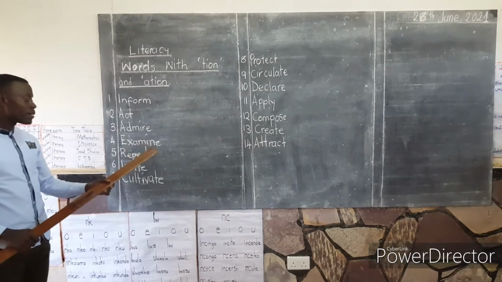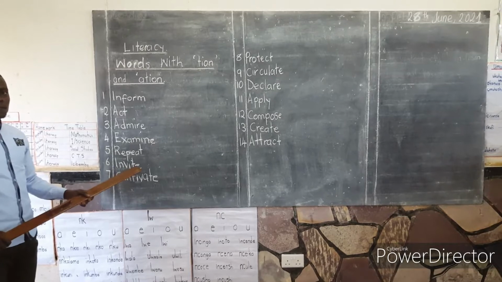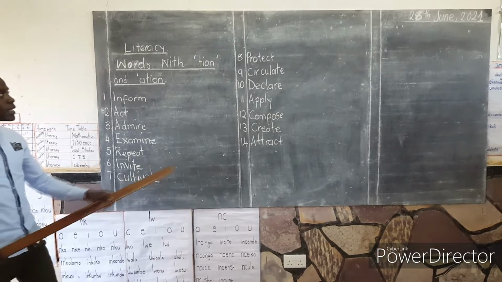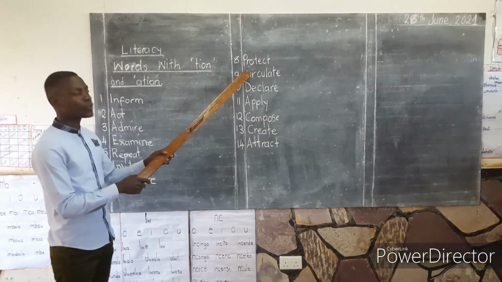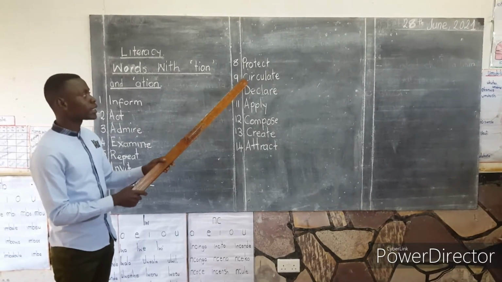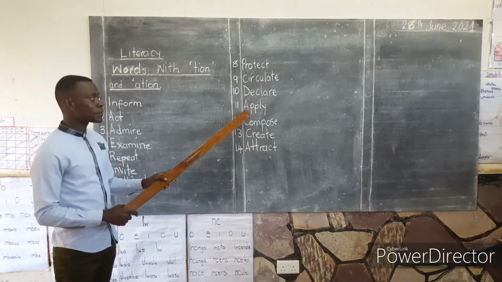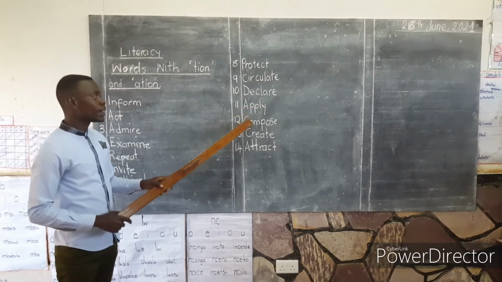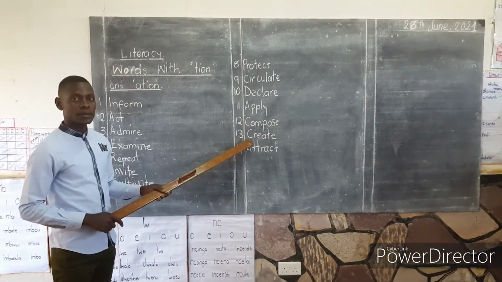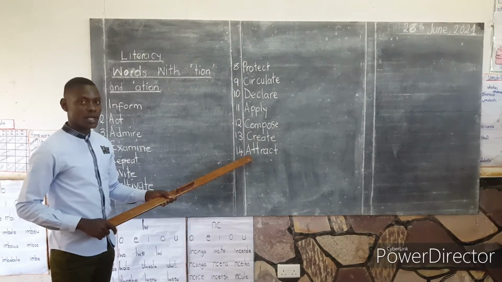Examine. Repeat. Invite. Cultivate. Number 8, protect. Circulate. Declare. Apply. Compose. Create. Attract.